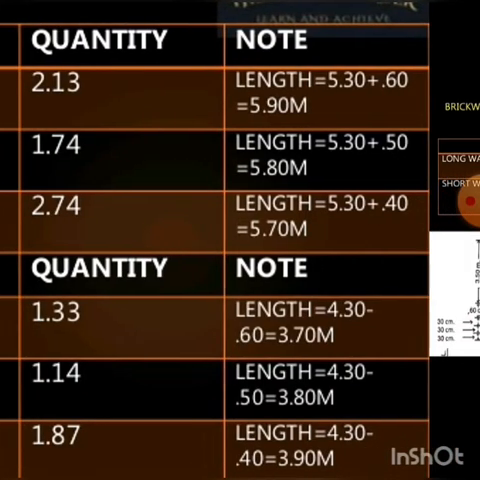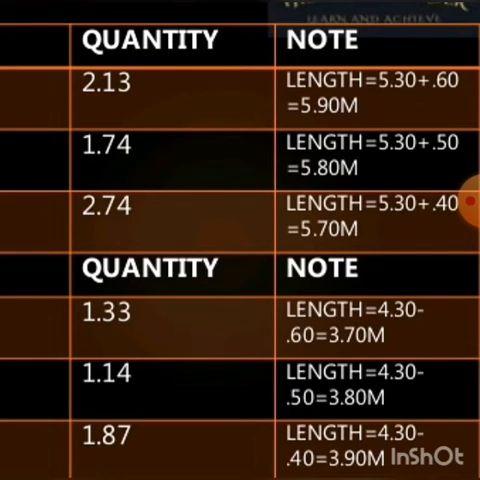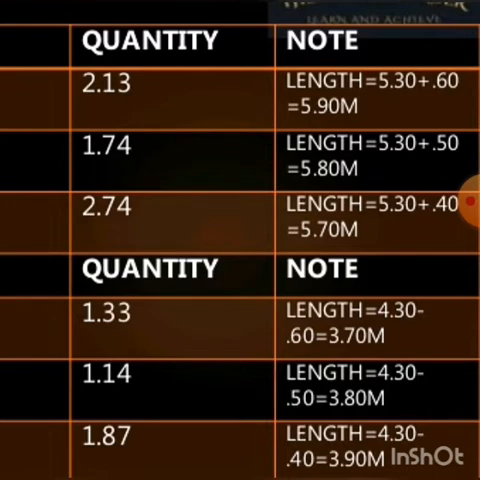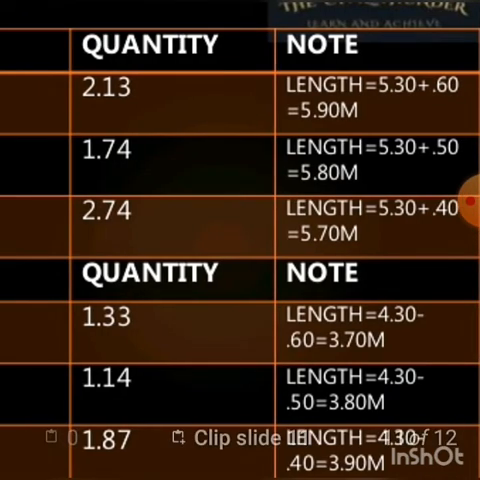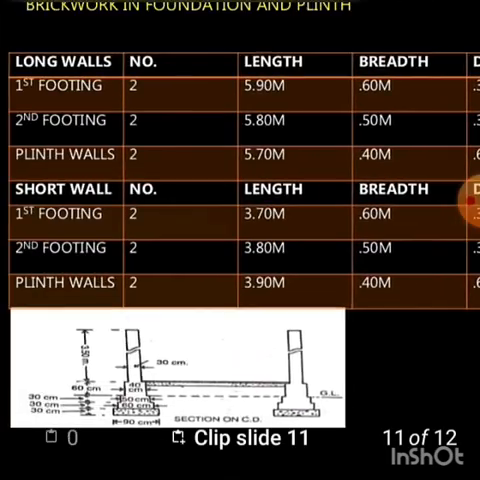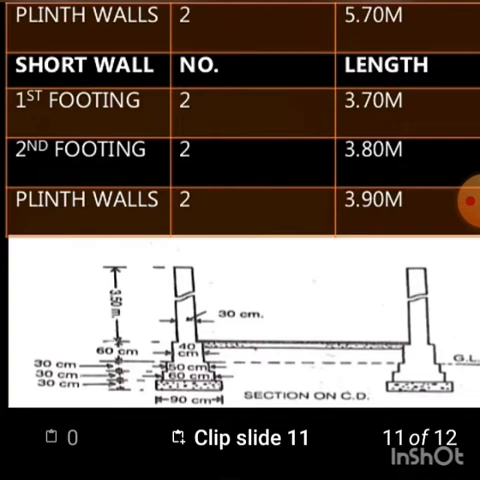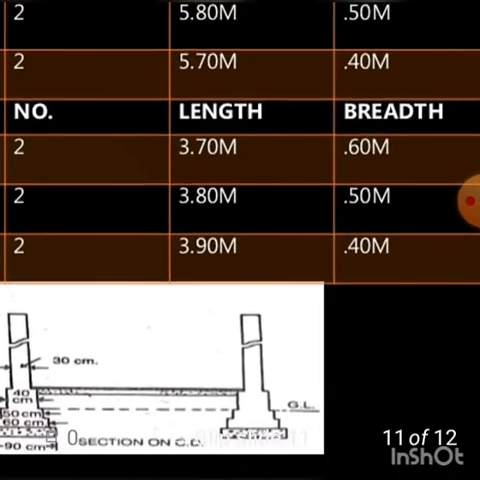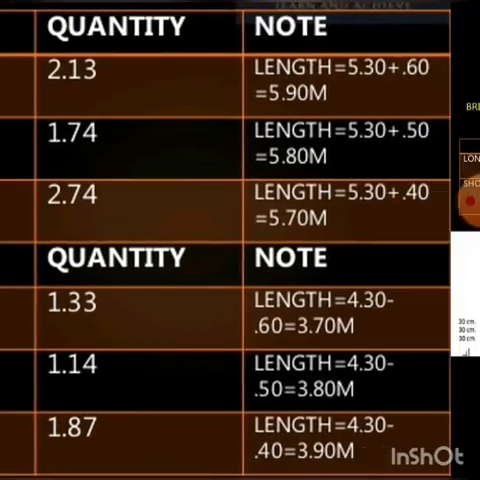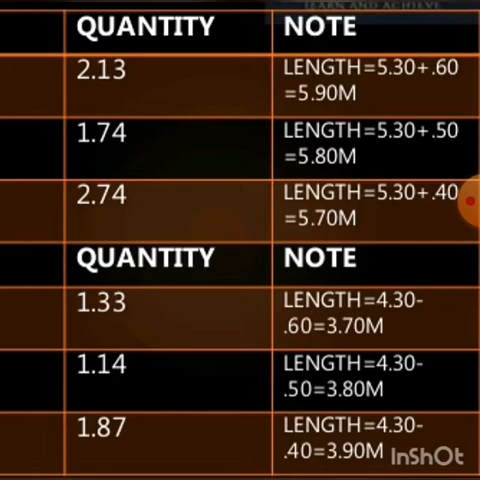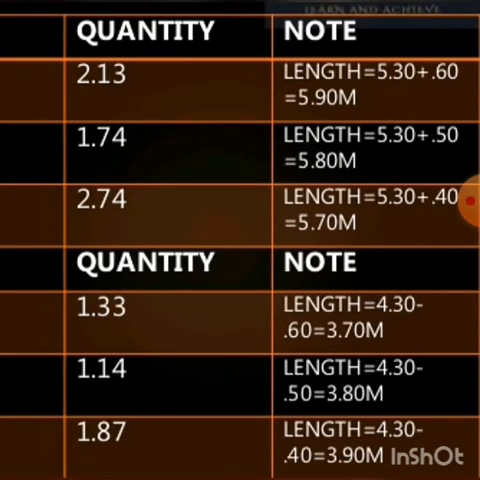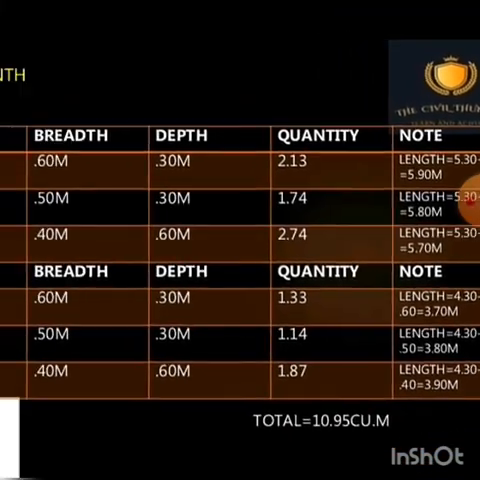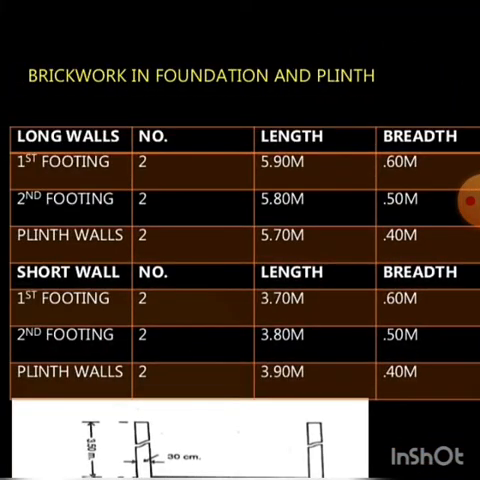Similarly, the center to center length of the long wall is 5.3 meters, and the width of the plinth wall is 0.4 meters, which is given in the cross section. I'll show you. So here we can see in the cross section the width of the plinth wall is 0.4 meters or 40 centimeters. Therefore I have noted here the value, and the outer to outer length of the plinth wall is equal to 5.3 plus 0.4, which is equal to 5.7 meters. As we have found the outer to outer lengths of footing 1, footing 2 and plinth wall, now we can directly go for calculation of brickwork in foundations and plinth.